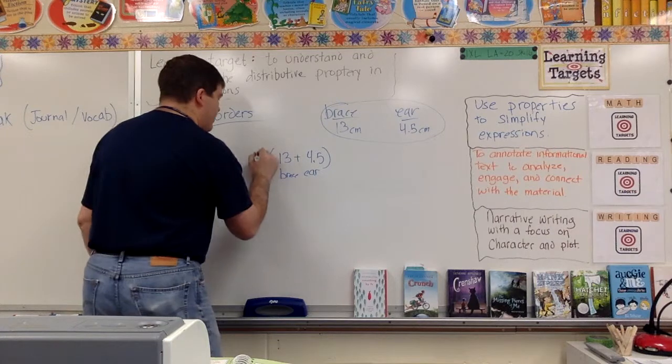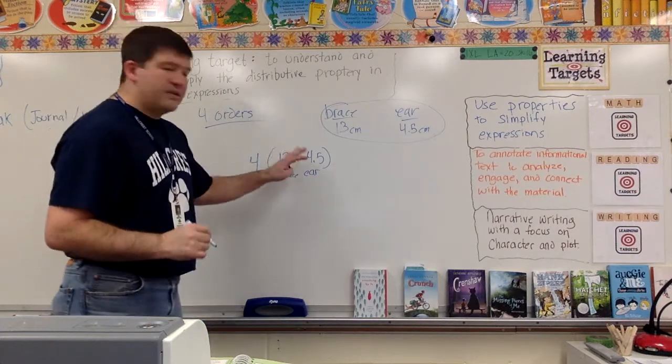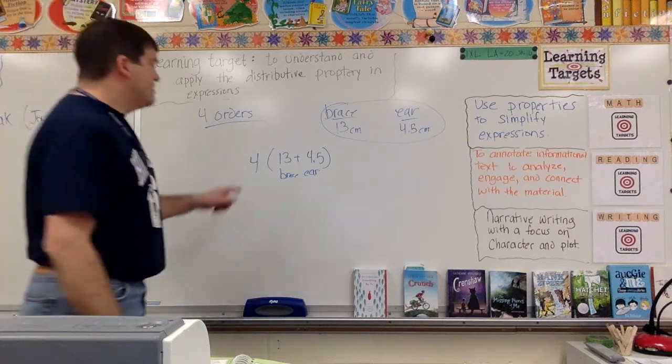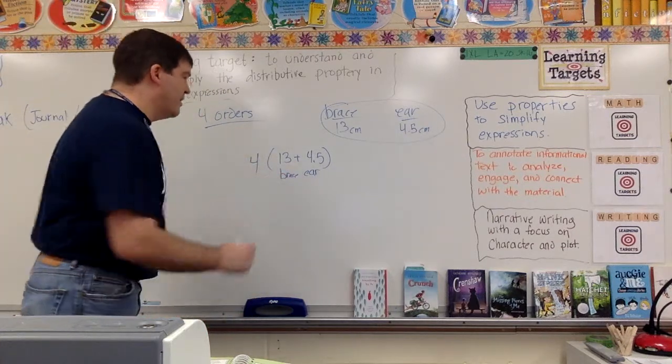And if I put that together, that's how much wire I'm going to need for 1 set. But I have 4 that I need. So once I get this 1 set, I'm going to times that 1 set by 4. I'll have my number. So I could write it this way.